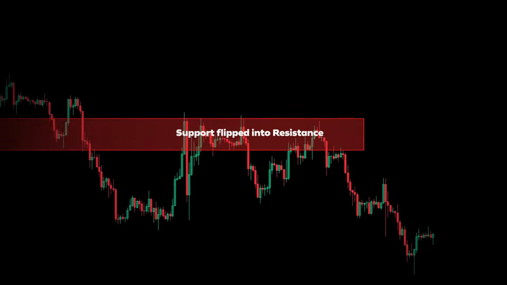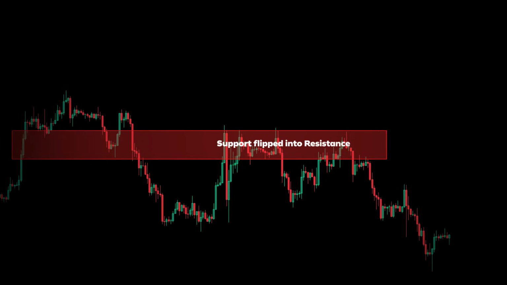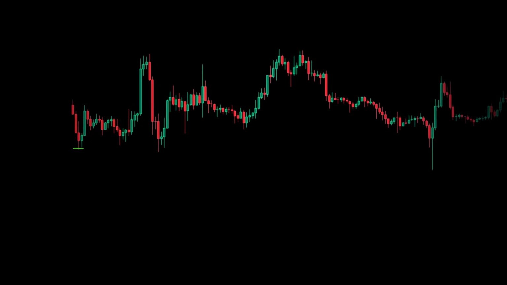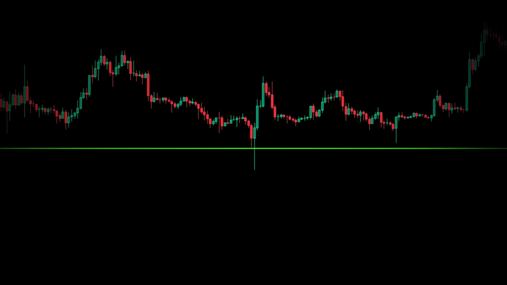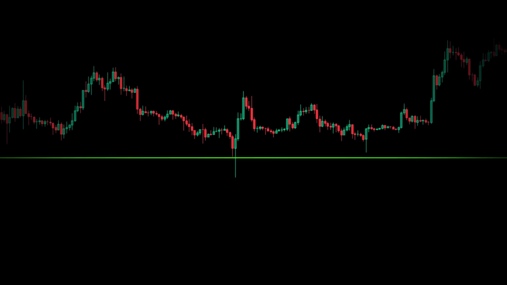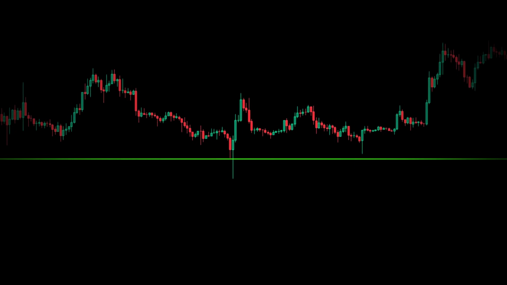Notice how we refer to these levels as an area. You should always treat support and resistance levels as a zone or an area, even if we refer to them as an exact number. The market won't always react to the exact same level instantly. It may wick through the area slightly before closing above, showing us a potential reversal.